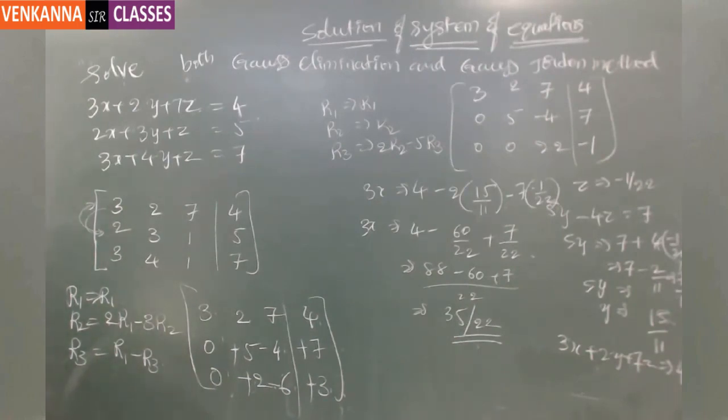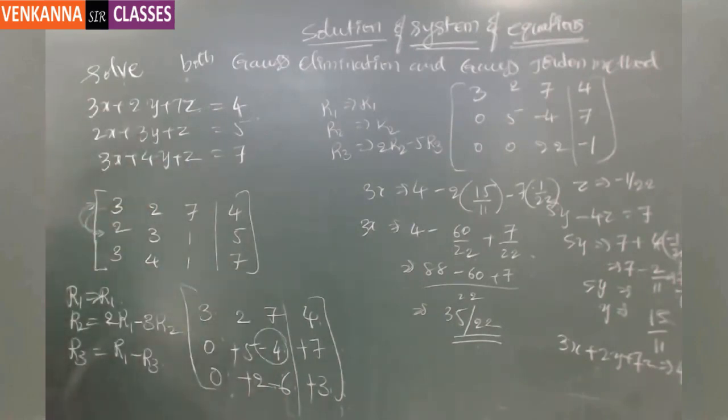Okay, so let me check it. I think the answer is not matching with the textbook. 3x plus 2y plus 7z equal to 4. I think this is where the mistake is.